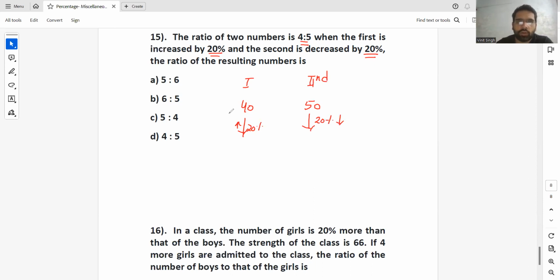So 20% of 40 is equal to 8, and 20% of 50 is equal to 10. After increasing 20% of 40, it becomes 48. The second decreases by 10, becoming 40. Dividing by 8, we get 6:5.